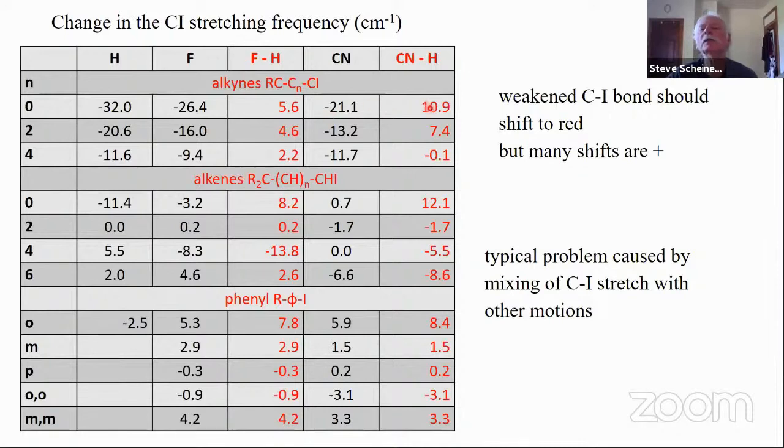And you can see some of these numbers are blue or rather positive, some are negative. So we're going from red to blue shifts. So the CI stretching frequency is hard to identify explicitly because there's so much mixing. So these CI stretching frequencies are not really a very effective means of looking at these bond strengths.